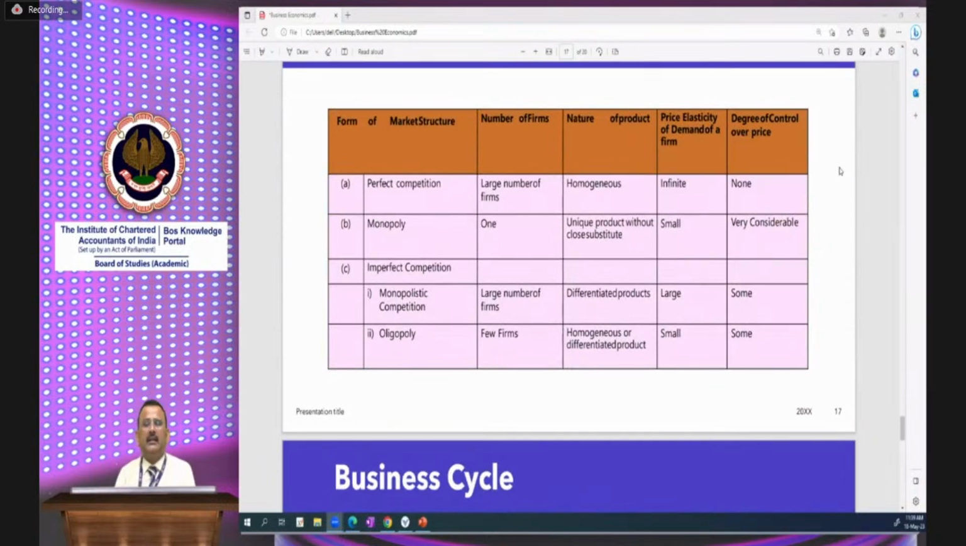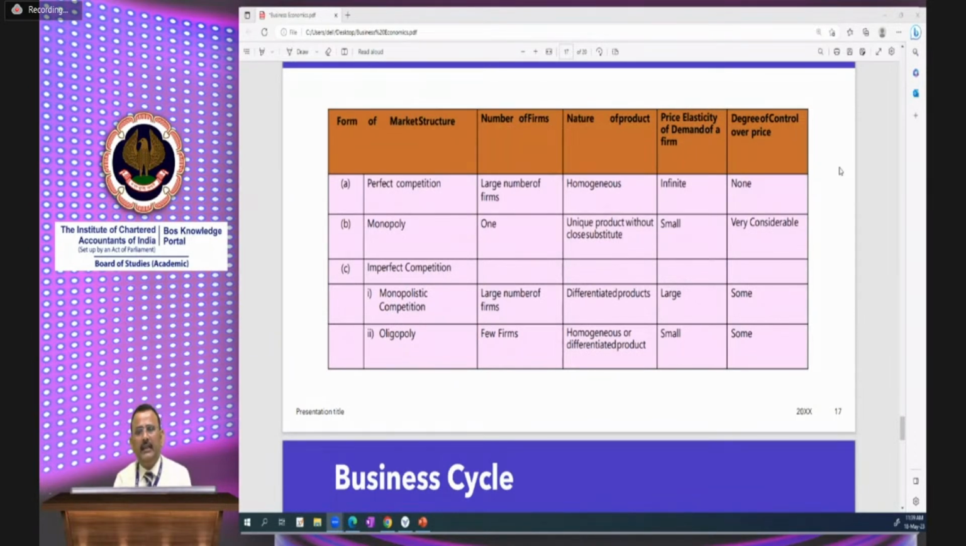Here there are different forms of market structure. What are the different forms? They are perfect competition and monopoly. In imperfect competition, there are two market forms, that is monopolistic competition and oligopoly. Now, there are distinctions on the basis of characteristics that these market structures have.